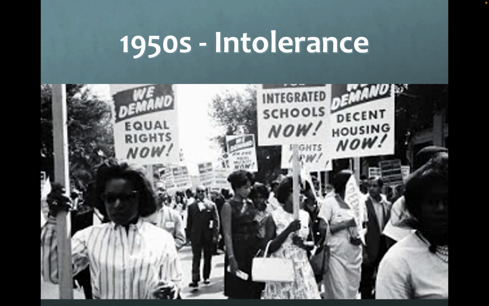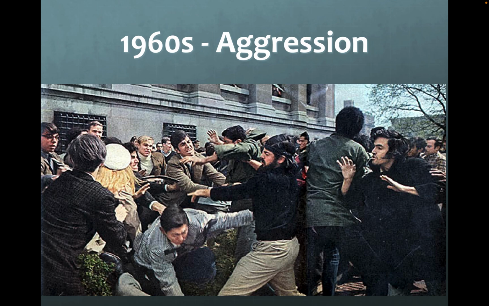1950s: intolerance, and the intolerance of African Americans in the United States. They were the majority minority in the United States in the 1950s. Why were they being treated the way that they were treated? The law of the land said that schools didn't have to be equal, and that they didn't deserve equal rights to white people. In the 1960s, it had to do with the Vietnam War and aggression around the world.